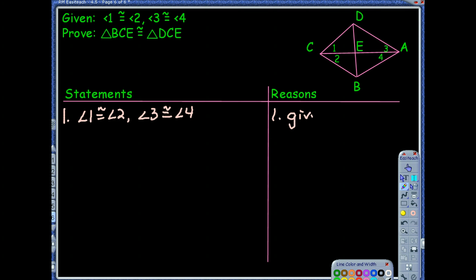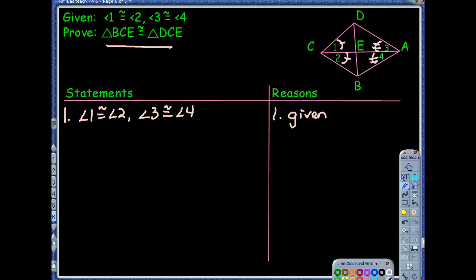All right, so I'm going to go ahead and label the congruent angles that they're giving you. And notice, again, this one they are having you prove congruent triangles. But I see lots of triangles up there, and it might help to kind of highlight those particular ones, the ones that you're dealing with. So triangle, what is it, BCE, this is the one we're trying to prove congruent to triangle DCE.